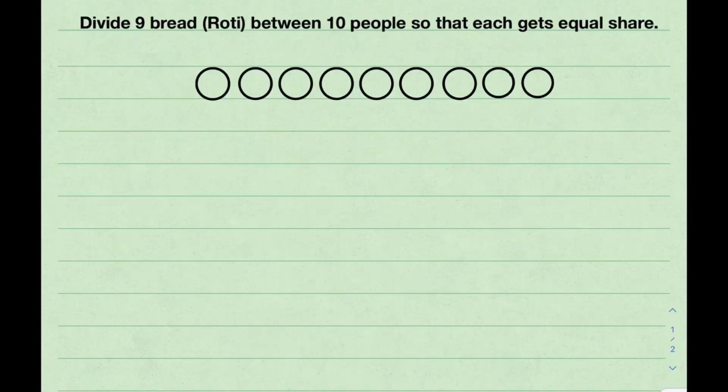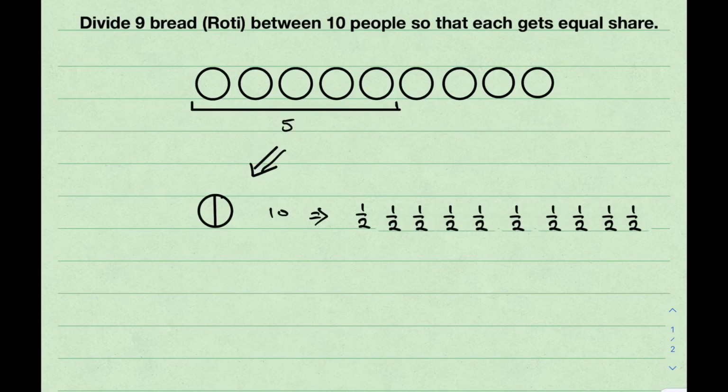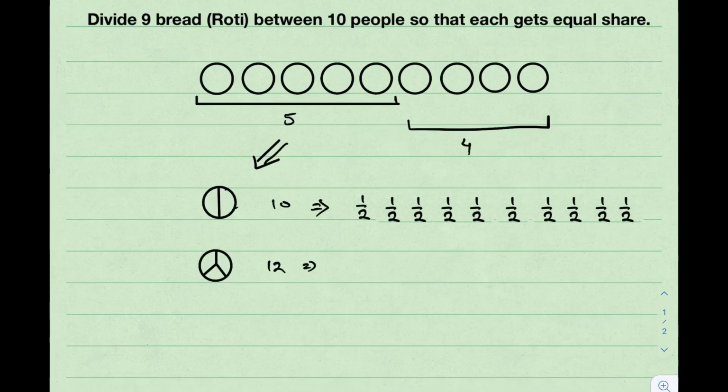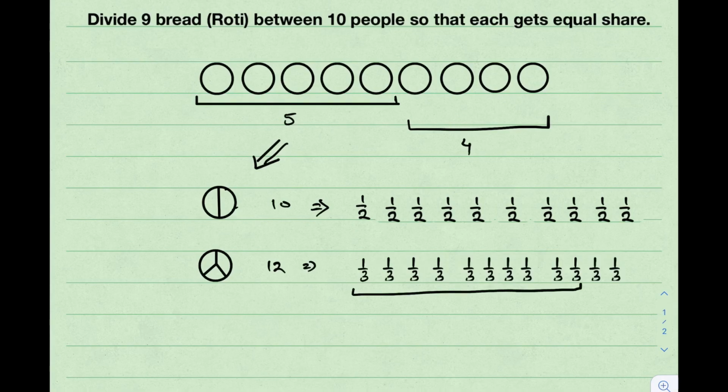Now you would say the easiest way would be to give each one of them 9 by 10th. But there is no mechanism to divide exactly one bread in 9 by 10th pieces. So they took the first 5 breads and divided them into halves. So we have 10 halves. They took the next 4 and divided them into 1/3. So now we have 12 1/3 pieces. Now these are 10 pieces and we have 2 extra pieces.